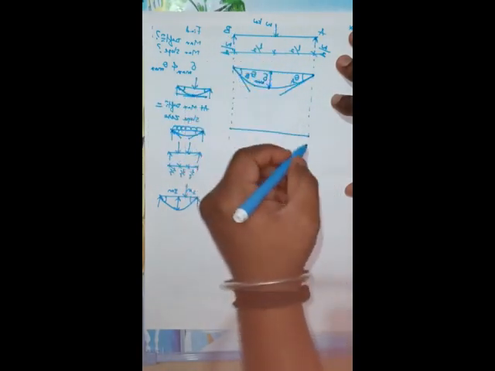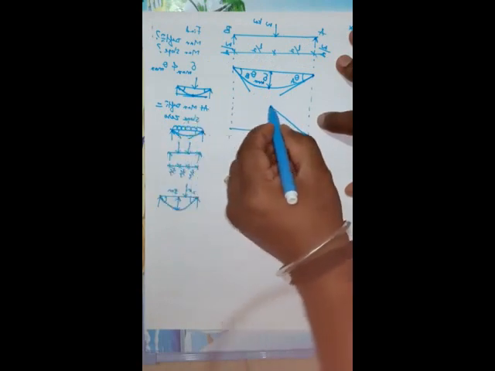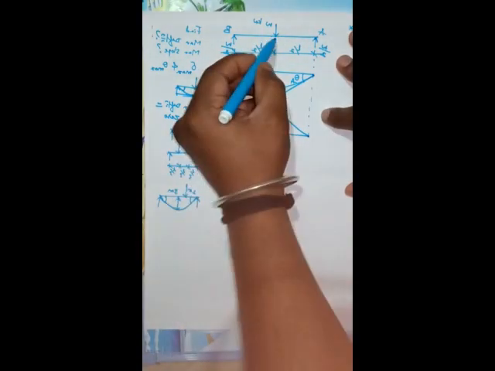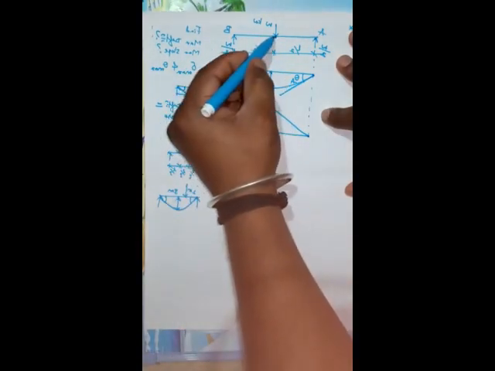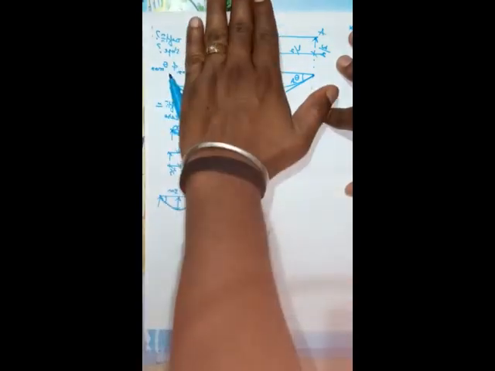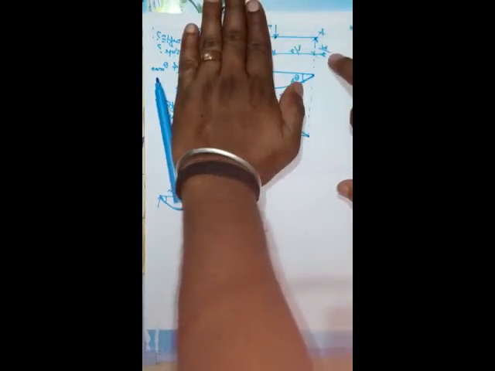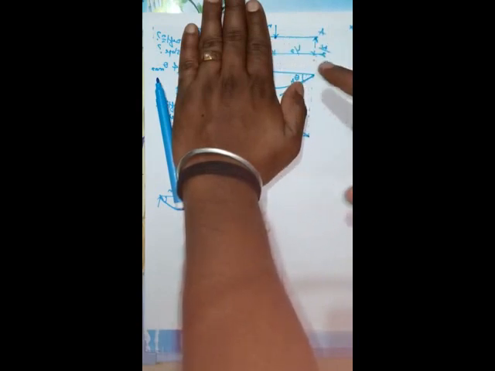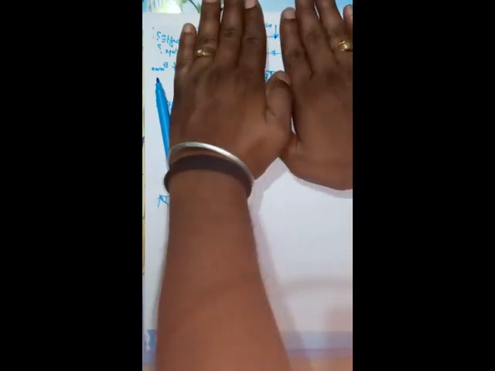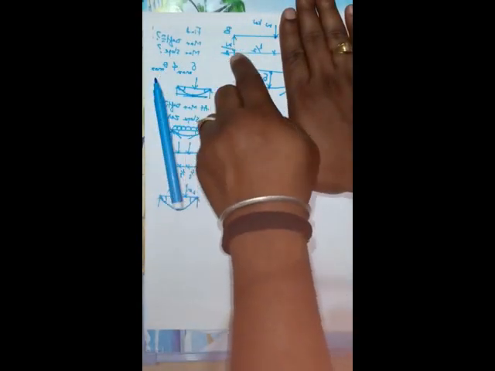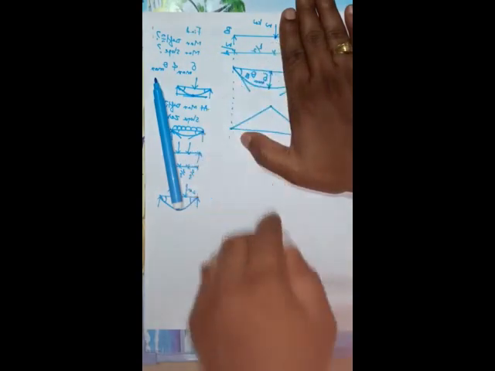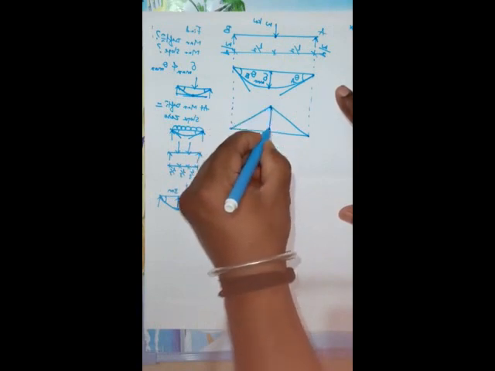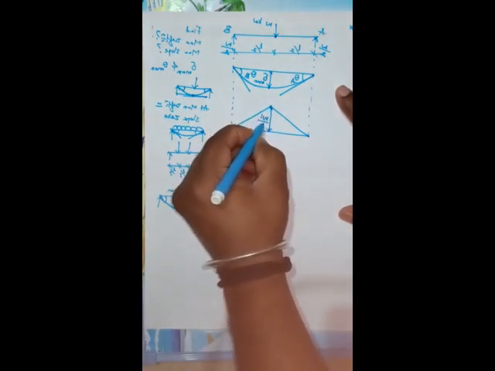For this point load, the variation is linear, so it is like a triangle, correct? Exactly at this point you need to find the moment. Moment will be maximum at this particular point. If I consider from the left hand side, W by 2 into L by 2, how much is it? WL by 4. Again, if I consider from the right hand side, W by 2 into L by 2, it is WL by 4. It is a standard result also. So here it is maximum and this is WL by 4.